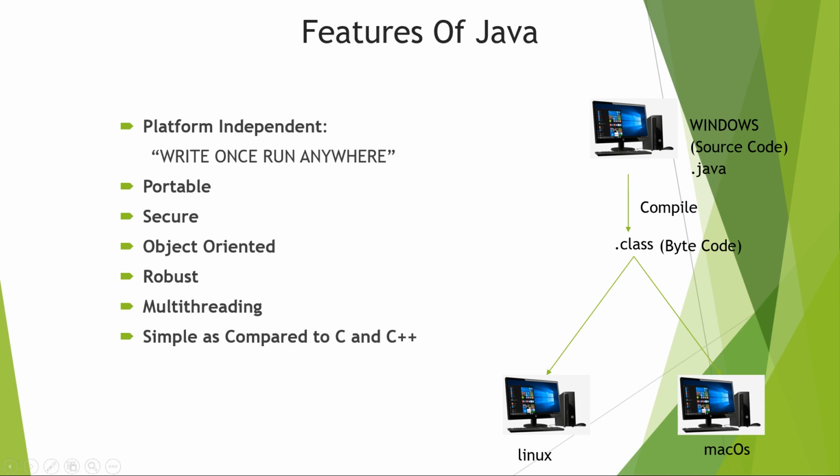And after that, simple as compared to C and C++. Why are we calling it simple as compared to C and C++? Because many of these things from C++, Java removed, and many of the features of C++, Java made automatic. For example, the pointer. Pointer is present inside C++, but it is completely removed inside Java.